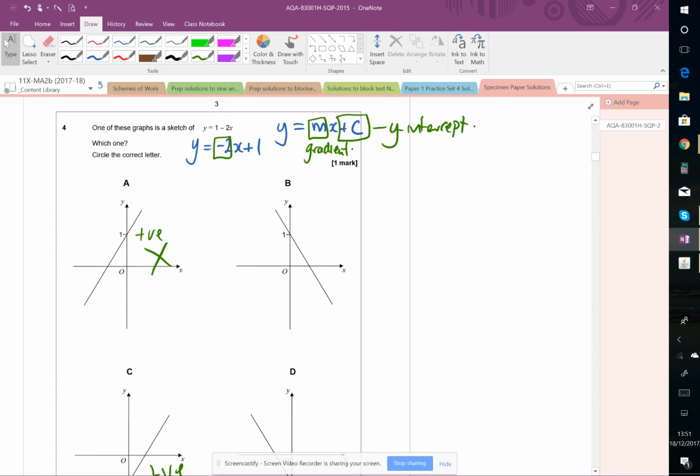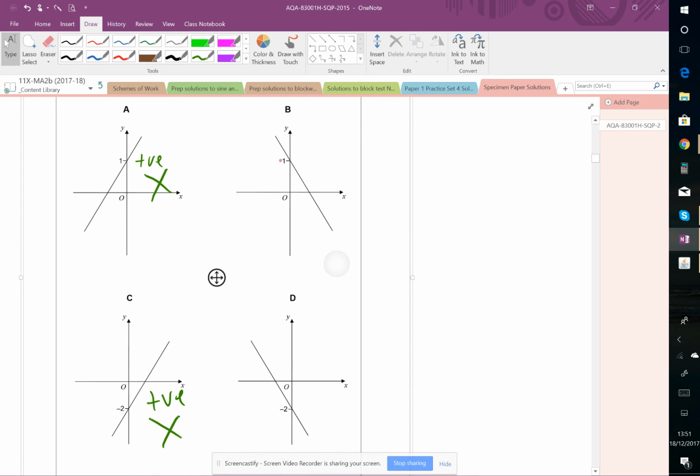And remember that the y-intercept here is this number here in the red box. So that's +1. The only one that has a y-intercept of +1 is this one. So this is the correct one.